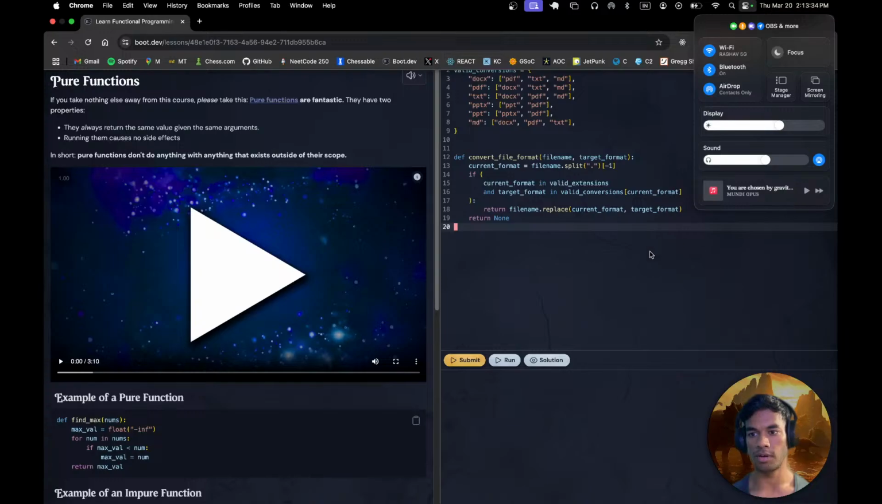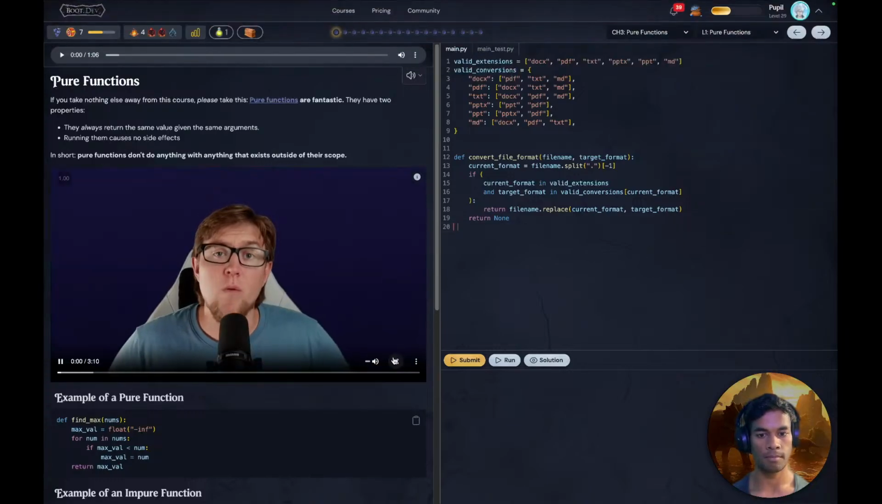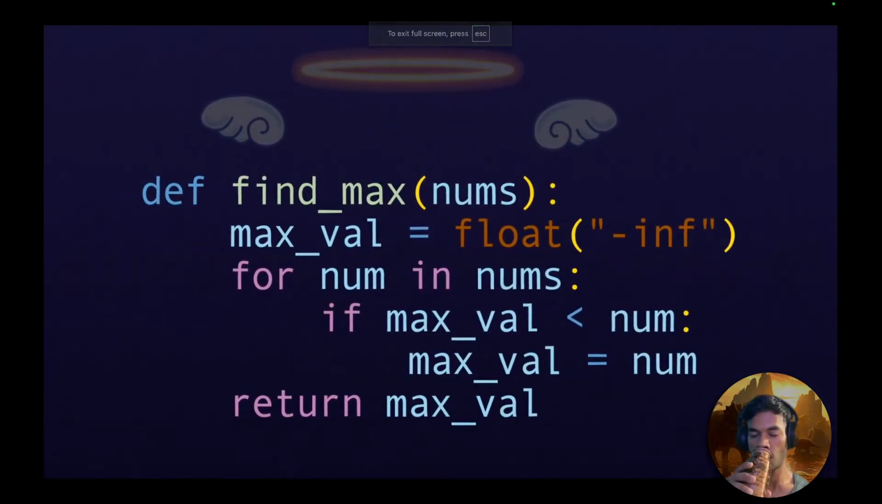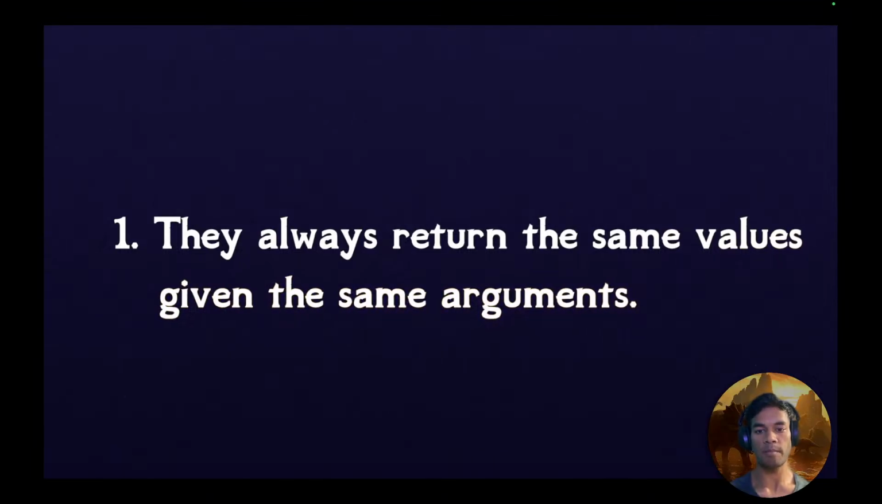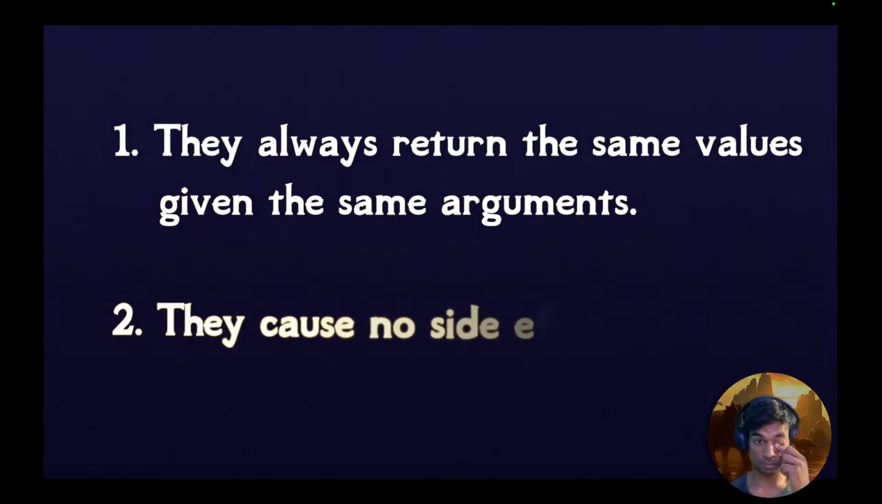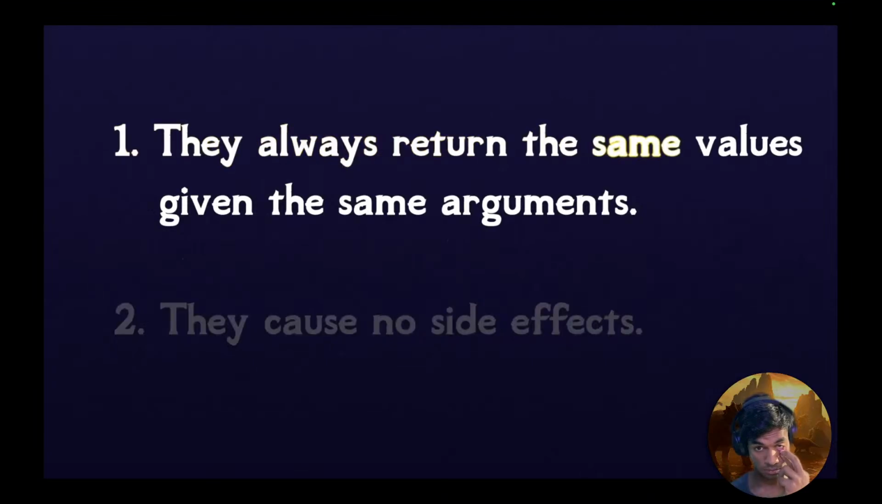Stop the music. Pure functions are almost always a good idea, just like using tabs for indentation. And pure functions have two properties that make them pure. They always return the same values given the same arguments, and they cause no side effects. Let's look at the first point.